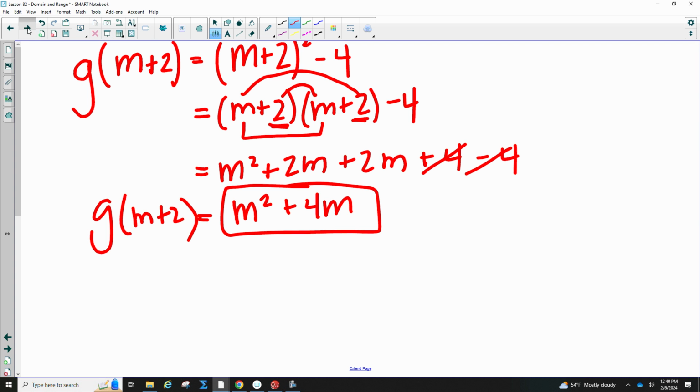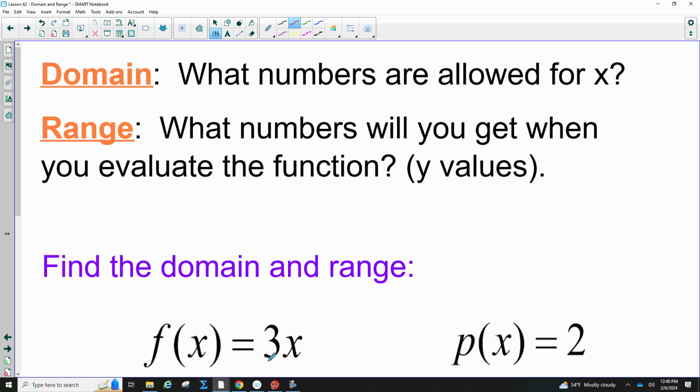All right, domain and range. Domain is what is allowed for x. It's the x values of a function. Another way you want to think of this is left to right. If you're looking at a graph, you're looking at how far left it goes to how far right it goes. Think about the x-axis. So that's left to right.